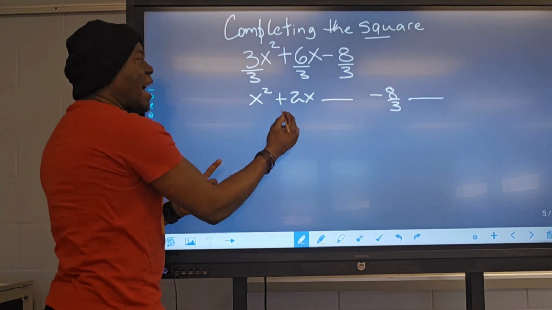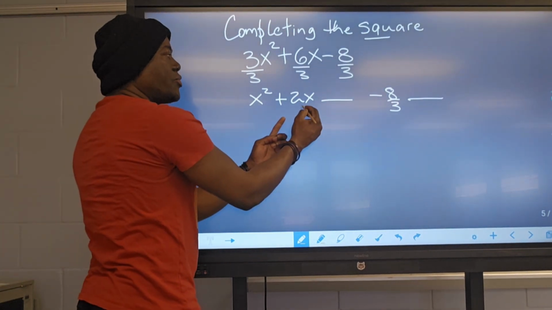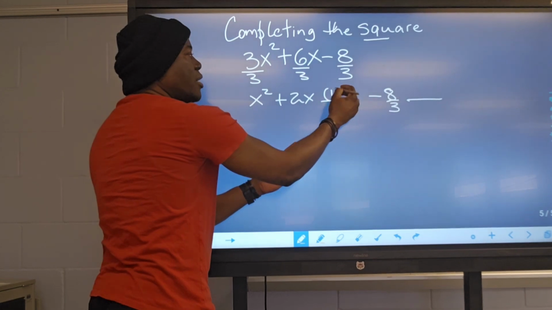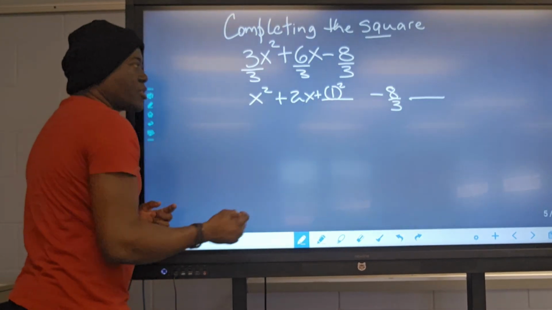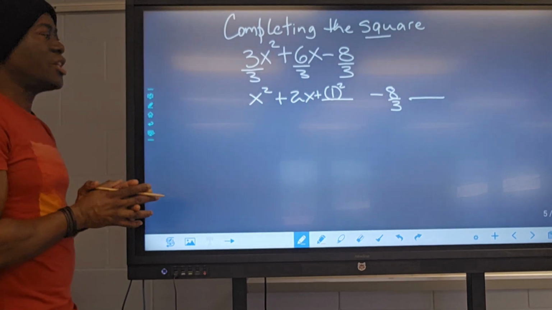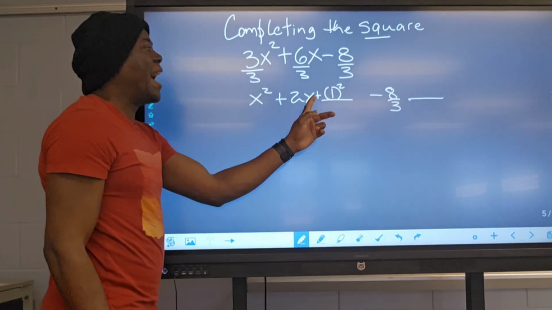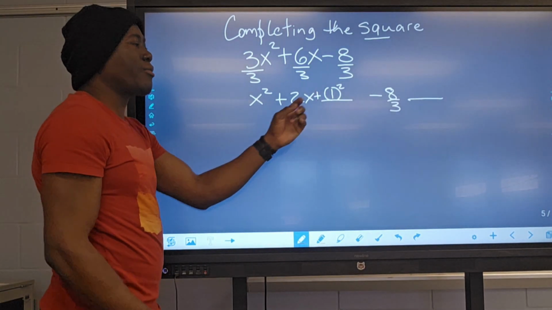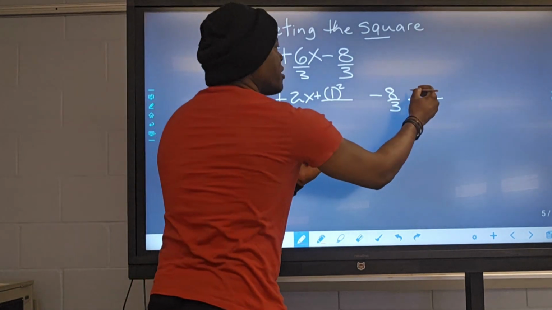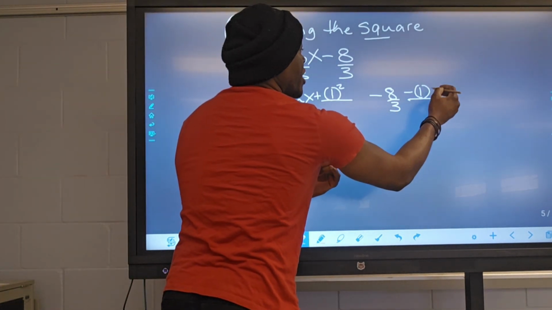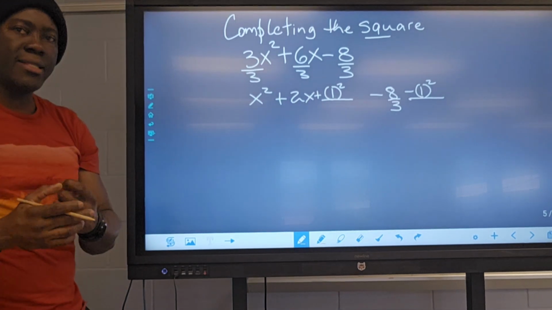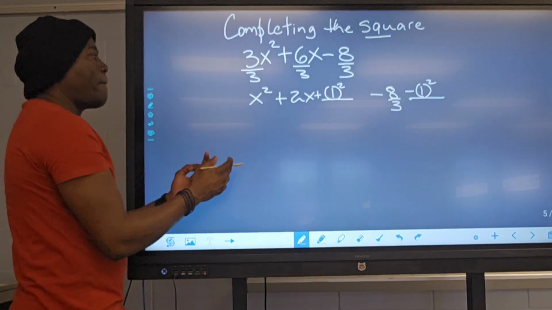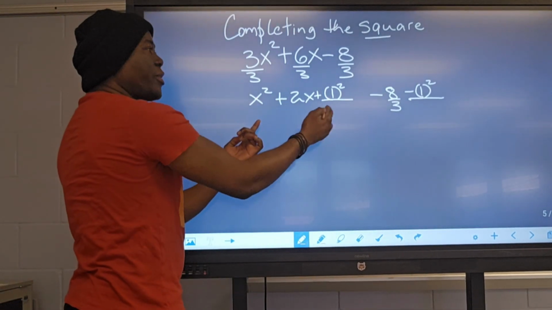So half of this is 1. So we're going to have 1 squared right there. We're going to be adding 1 squared to make that a perfect square. Because we added 1 squared here, we have to subtract 1 squared from this part so that the whole thing still remains the same. Now, because this is now a perfect square, take a look.